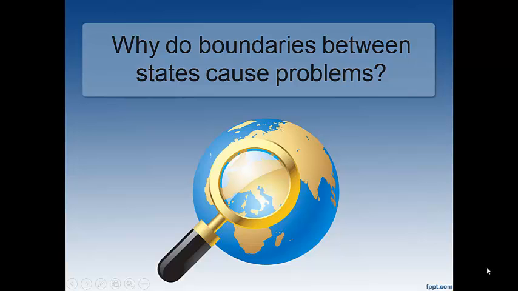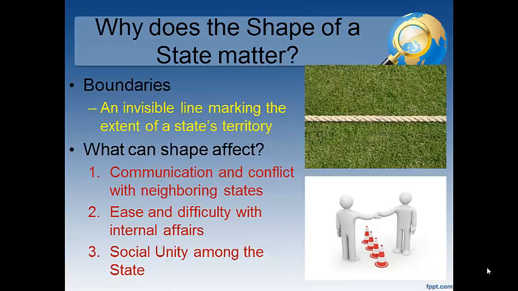Alright, here we have our second video on political geography. Why do boundaries between states cause problems? Let's take a look. Why does the shape of a state matter? Well, first off, how do we get the shape of a state? Well, we have to create something called boundaries, and these are invisible lines that mark the extent of a state's territory. So, how can shape affect a state?